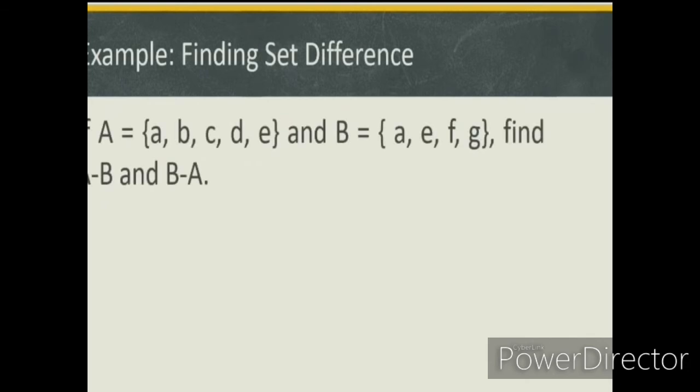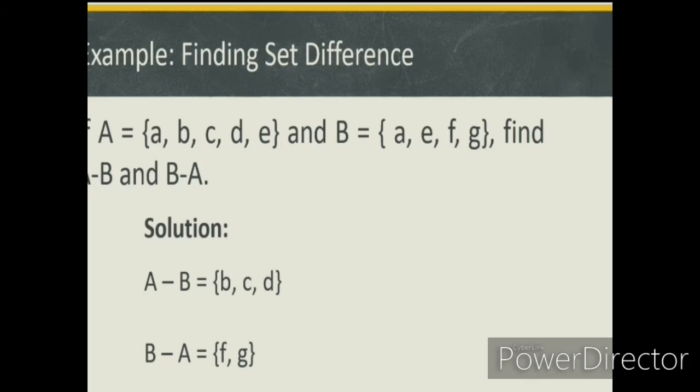For example, if A contains elements a, b, c, d, and e, and B contains elements a, e, f, and g, find A minus B and B minus A. A minus B would be all elements in A that are not in B, so the answer would be b, c, and d. For B minus A, all elements of B that are not in A. Those elements are f and g alone.